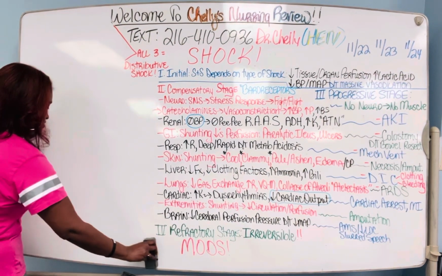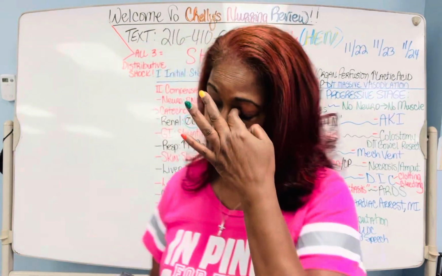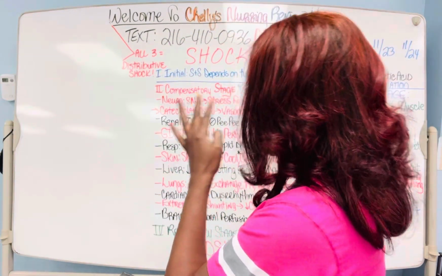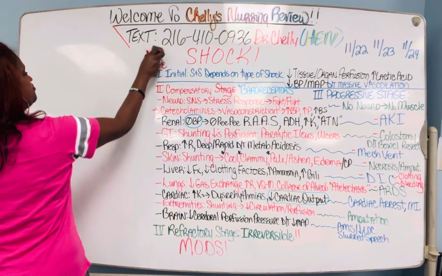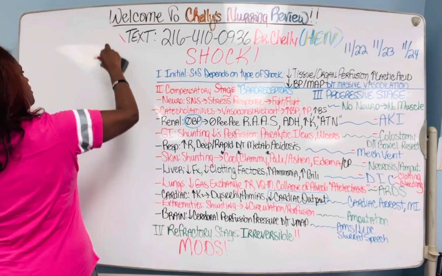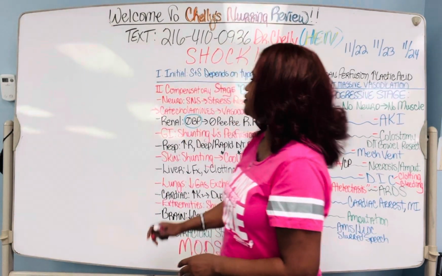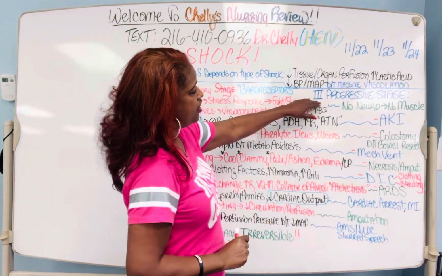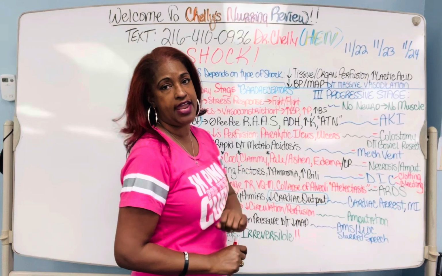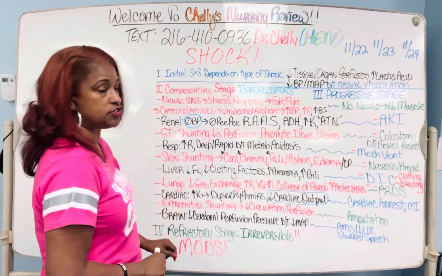Now we're going to look at the stages of shock. When we look at the stages of shock, there are 4 stages. There is the initial stage of shock. There is the compensatory stage of shock. There is the progressive stage of shock. And then there is the refractory stage of shock. So we're going to piecemeal it one at a time.